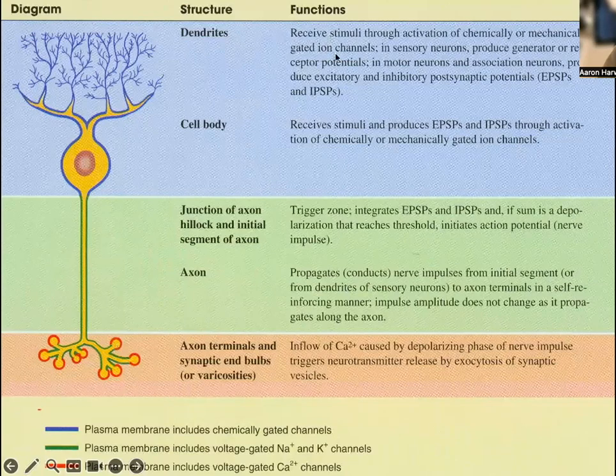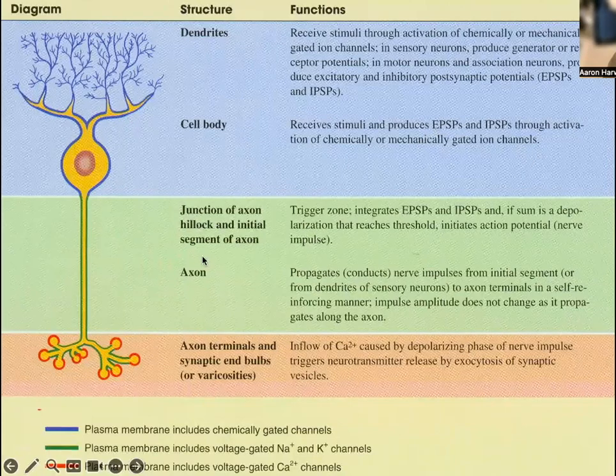So here at the dendrites, the function is to receive the stimuli through the activation of gated ion channels. In sensory neurons they generate receptor potentials, and in motor neurons and association neurons they produce excitatory or inhibitory postsynaptic potentials. The cell body receives the stimuli and produces those EPSPs or IPSPs through activation of chemically or mechanically gated ion channels.